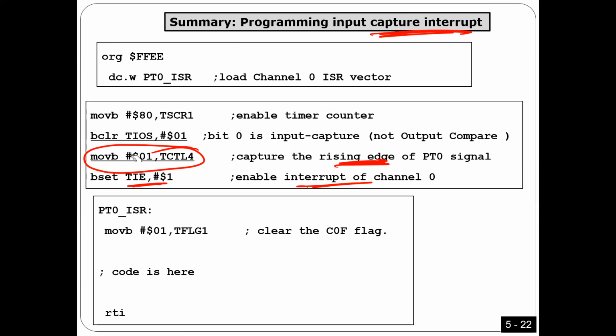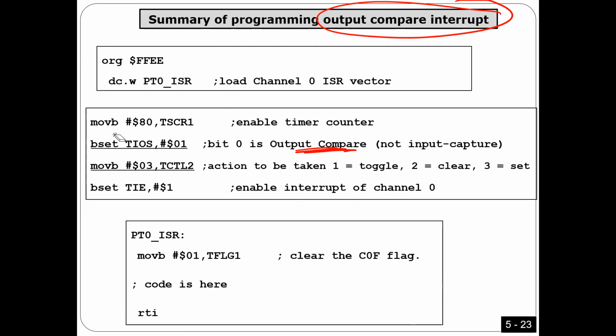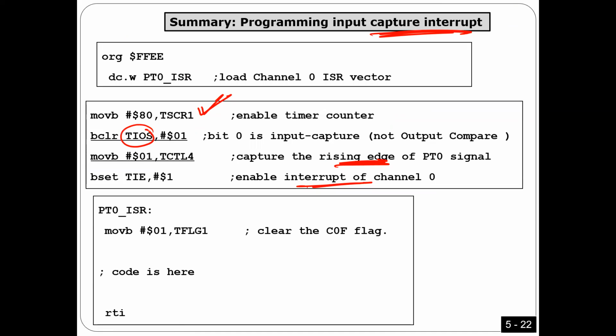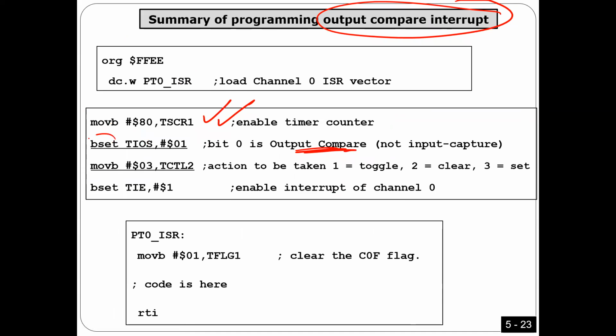What should I do in output compare? I still need this one in output compare because I still need the timer. That's why you see I put it here, right? Also, I still need this one to configure it input capture or output compare. However, instead of bit clear, I used here bit set, because when I write 1, I'm going to make it output compare. If I write 0, I'm going to make it input capture. Is that okay?